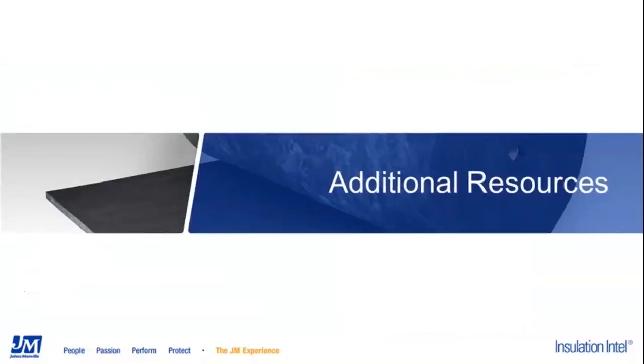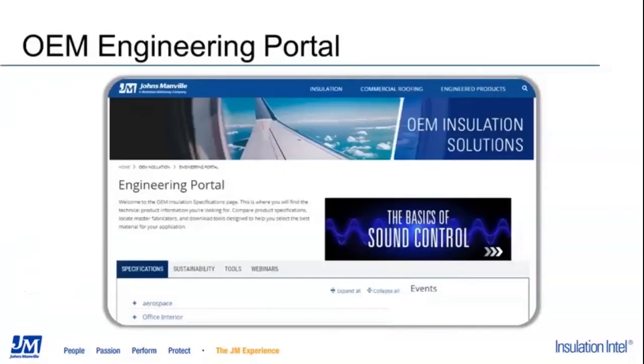So the first one I'd like to talk about is our OEM engineering portal. This is an online portal from the OEM portion of our website. And basically, it goes through our product specifications. It has sustainability information. It has a list of tools that are available to you. And then it also has webinars like today's webinar that are recorded that you can watch or share with your colleagues. So the OEM engineering portal is, unsurprisingly, for engineers. But it does have a lot of really relevant information for anybody who's looking for highly specific specification information for their products and for the materials that are going in their products.